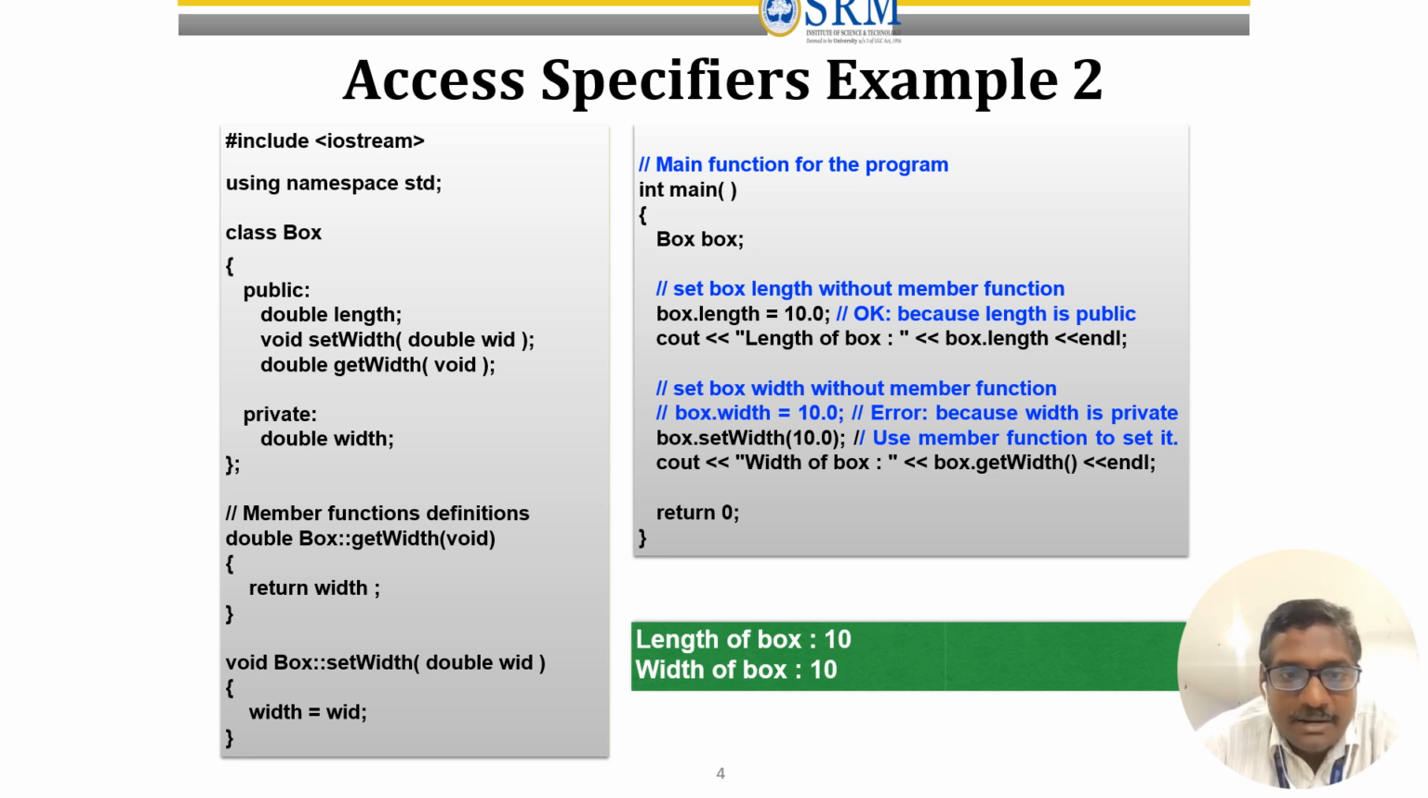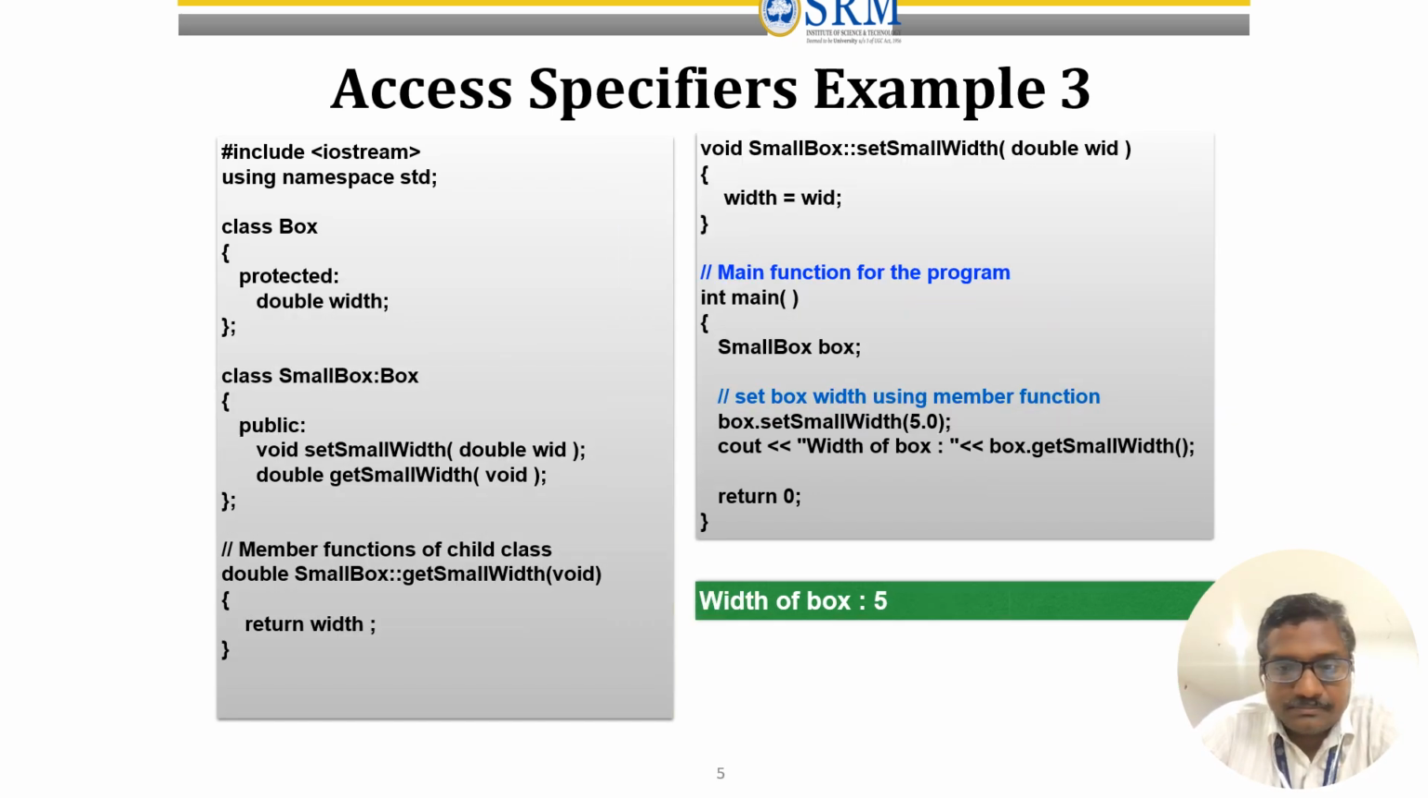Width is private. If it is public, you won't get any error message because it can be accessed outside of the class. In this case, private cannot be accessed outside of the class. So that is the wonder of giving the private access specifier. The data cannot be accessed outside of the class.